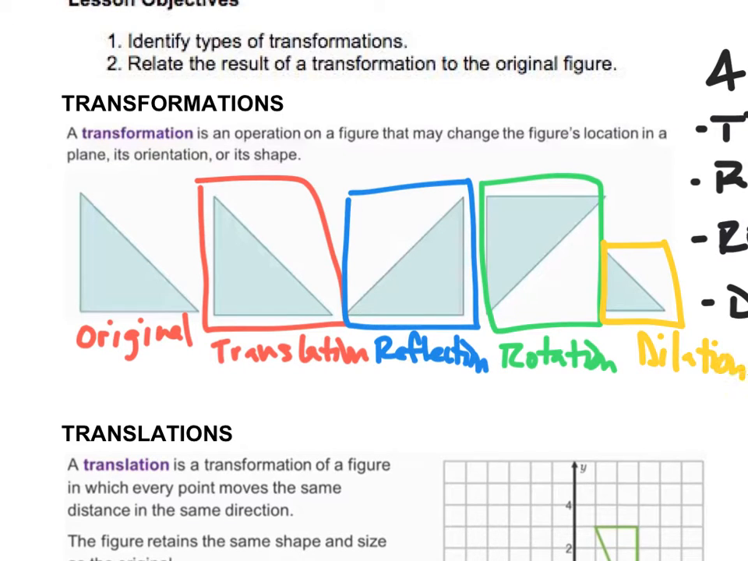Now, you're probably going, well, wait a minute. Couldn't you also say that, if this is your original and here's your rotation, could you also call that a reflection as well? And the answer to that question is yes. Sometimes we use a combination of transformations to move an object, and that's what we're going to be talking about. Okay, so the first thing we want to talk about is translations.